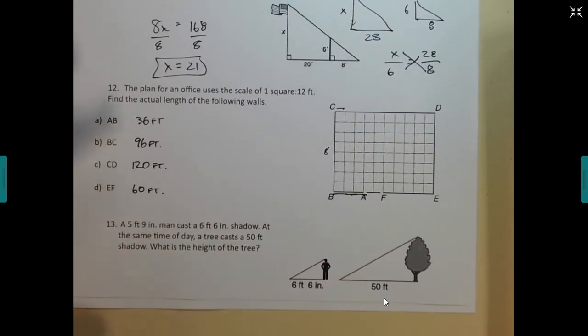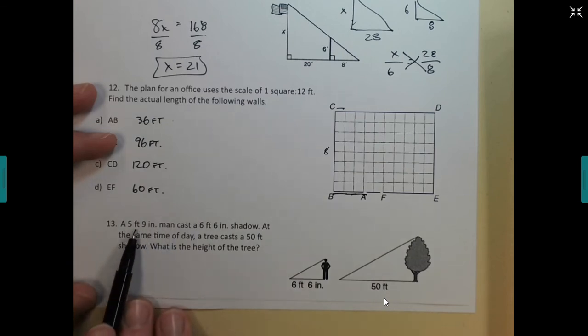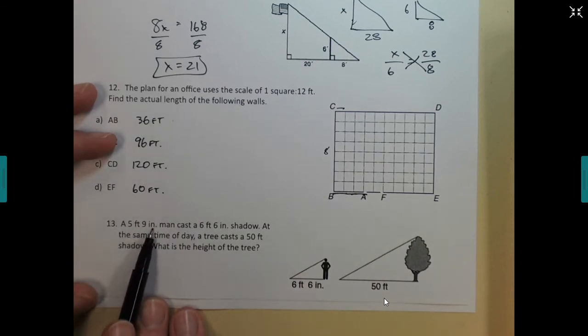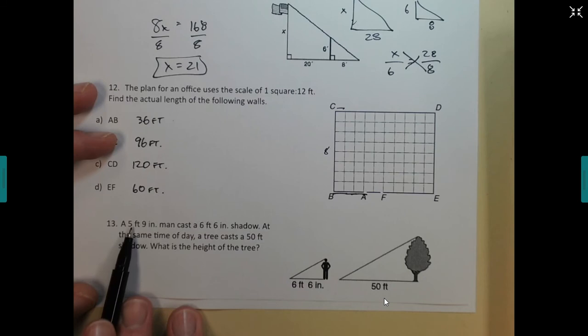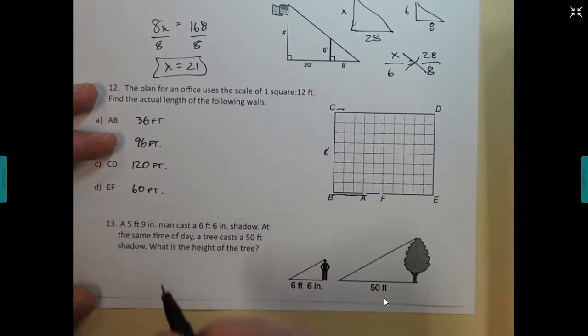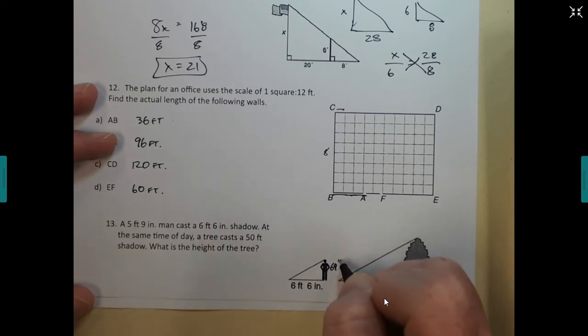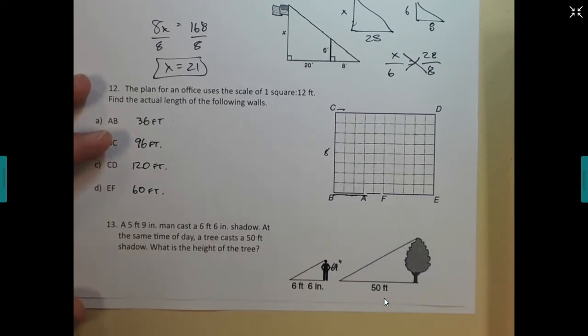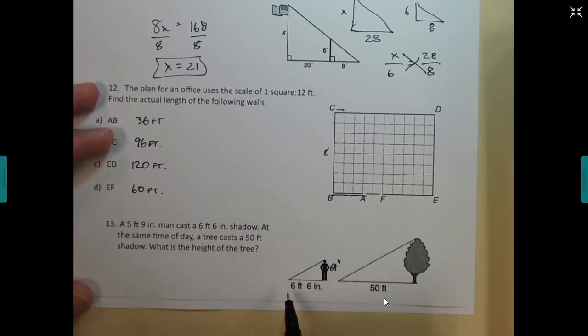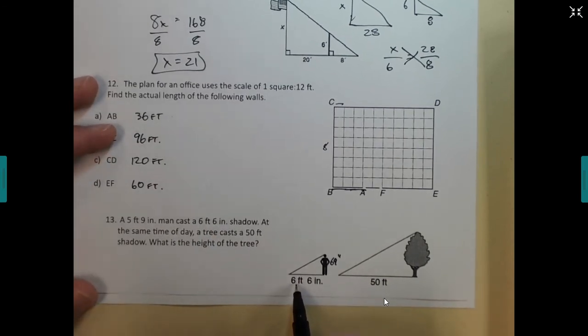Okay. Here, this one, we don't have all the same unit in each quantity. So I'm going to take all of these and convert them to inches. There's 12 inches to every foot. So that's 60 inches. I'm going to call this guy 69 inches. Cast a shadow, so 6 times 12 is 72. This is 78 inches.